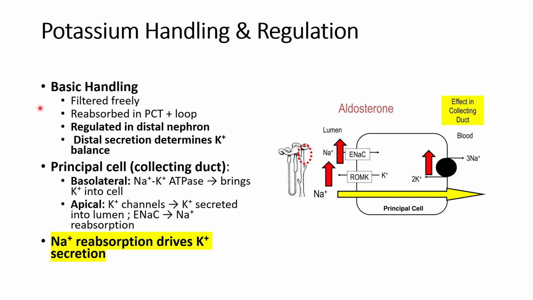So basically potassium is freely filtered. It is reabsorbed in the PCT and loop. However, there is no regulation of levels there. The regulation is done at the DCT. And it is the distal secretion that determines the potassium balance, by the principal cells of the collecting duct. On the basolateral side is the sodium potassium ATPase, and on the apical side are the ROMK channels. And you can see that it is the sodium reabsorption that is driving potassium secretion to maintain the charge and to maintain the balance.